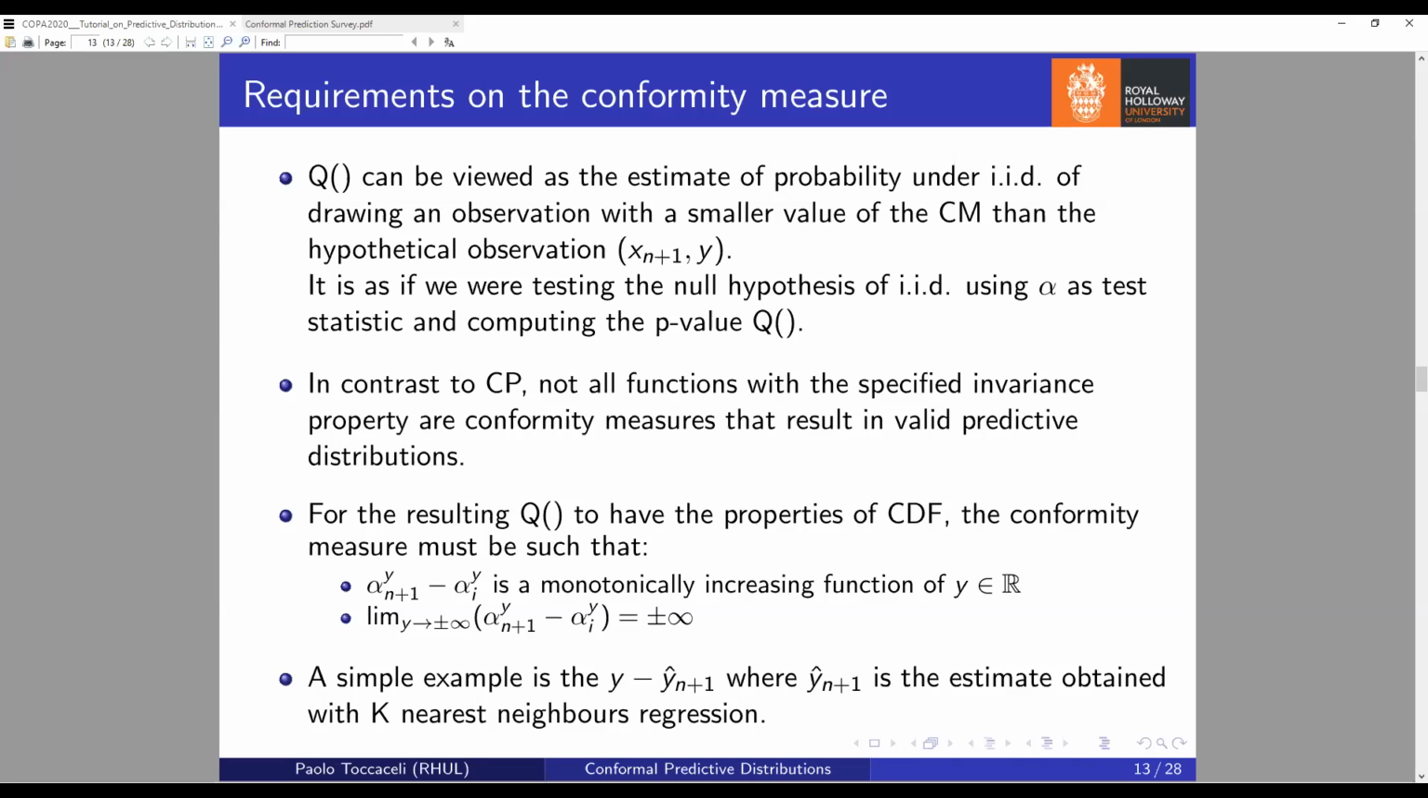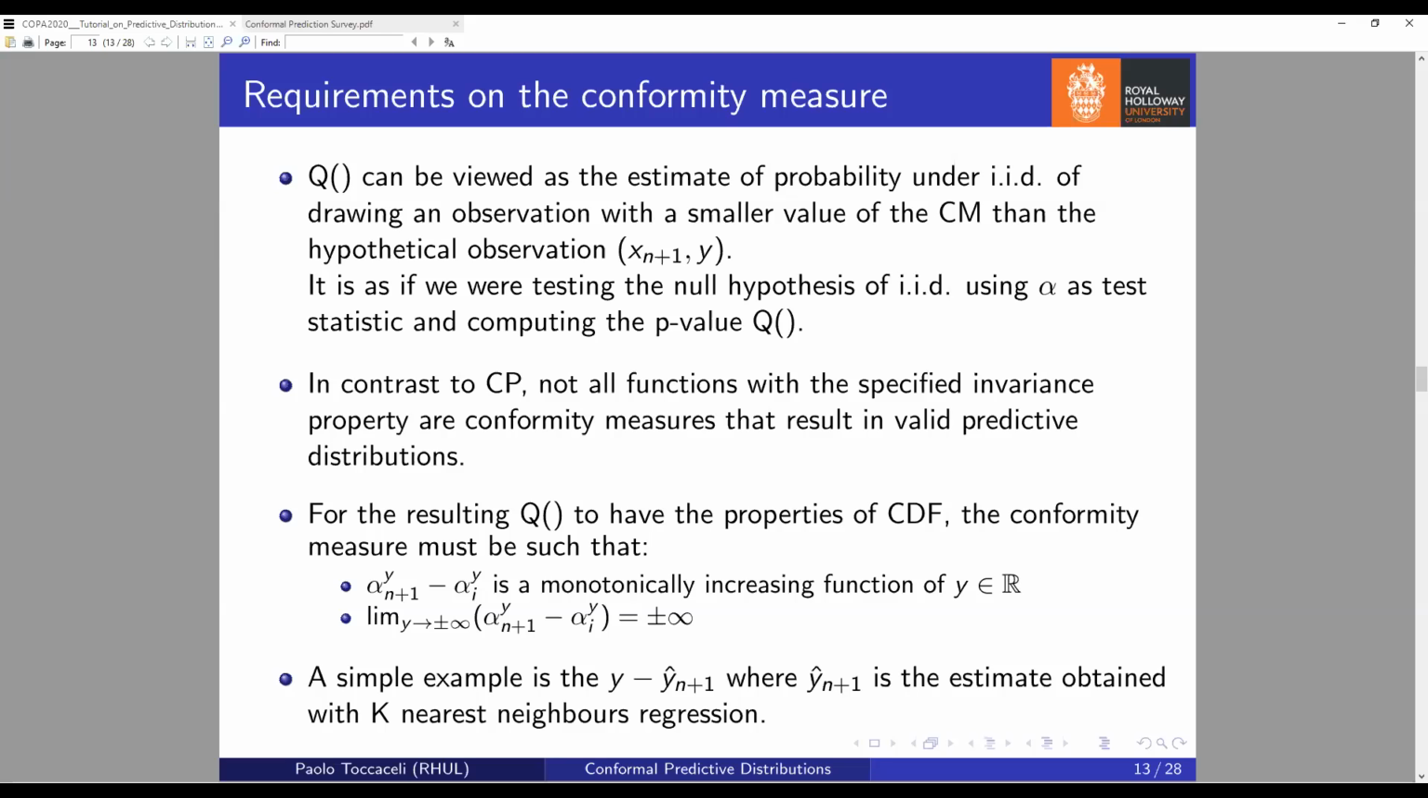So the requirements on the conformity measure: as I mentioned, not all conformity measures lead to valid predictive distributions. And this is a difference with respect to conformal prediction. So first of all, an observation. You could view Q as the estimate of probability under IID of drawing an observation with a smaller value of the conformity measure than the hypothetical observation made up of the test object and the value y. And in a way, it is as if we were testing the null hypothesis of IID using alpha as a test statistic and computing a p-value by means of Q. So there is some sort of connection with statistical hypothesis testing, if you will.